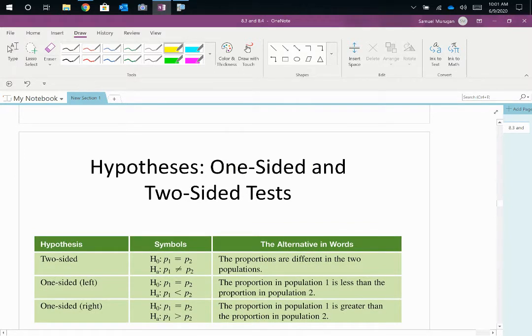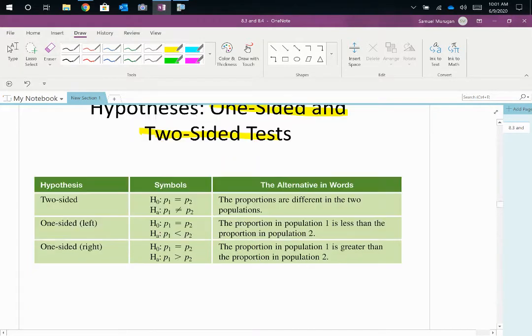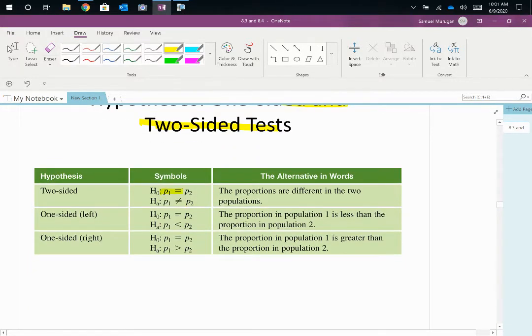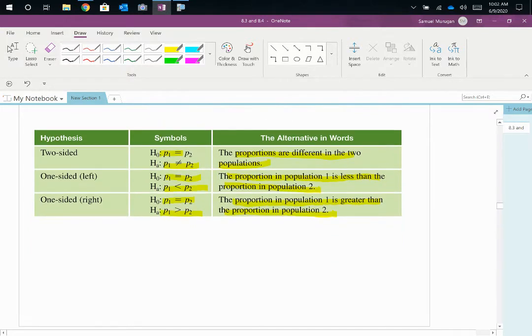Hypothesis one-sided and two-sided tests. Okay. Two-sided test, P1 is equal to P2 and P1 is not equal to P2. The proportions are different in the two populations. For a one-sided left test, P1 is equal to P2 and P1 is less than P2. The proportion in population 1 is less than the proportion in population 2. And for one-sided right, P1 is equal to P2 as usual, and then P1 is greater than P2. Proportion in population 1 is greater than proportion in population 2. Okay, so these are the scenarios, because we're going to have to write those.